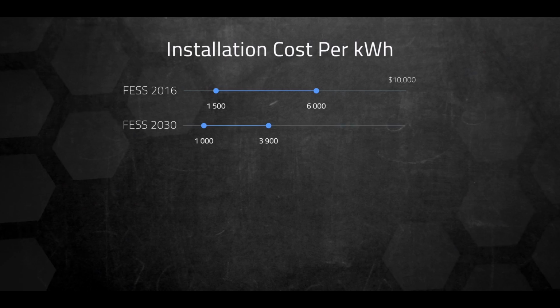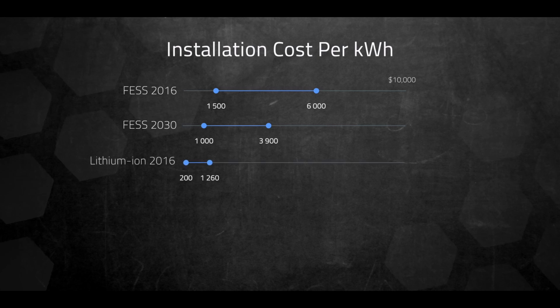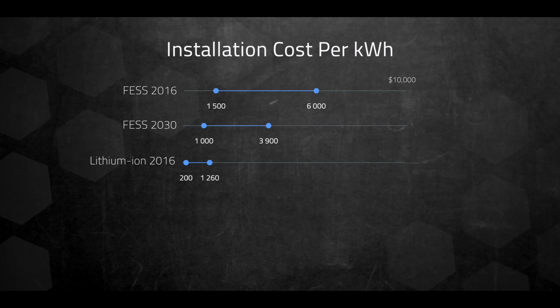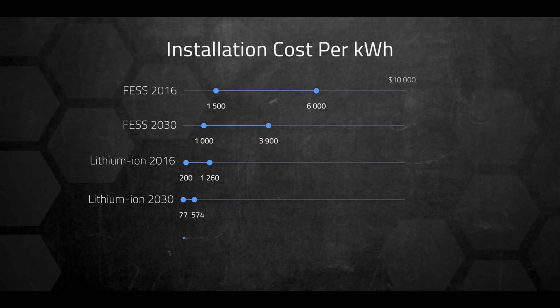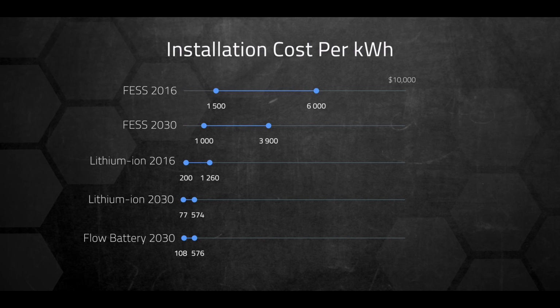On the other hand, lithium-ion battery storage systems for utility-scale applications varied from $200 to $1,260 per kilowatt hour, and is expected by 2030 to see a reduction to between $77 and $574 per kilowatt hour. Flywheels are also beaten out by flow battery technology, which may reach between $108 and $576 per kilowatt hour by the same year.